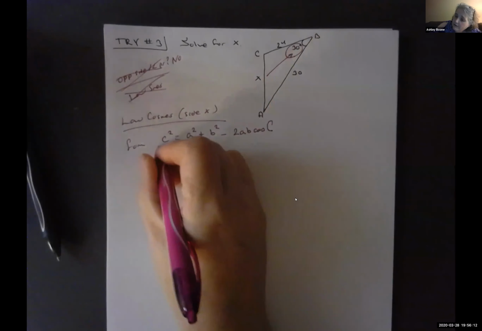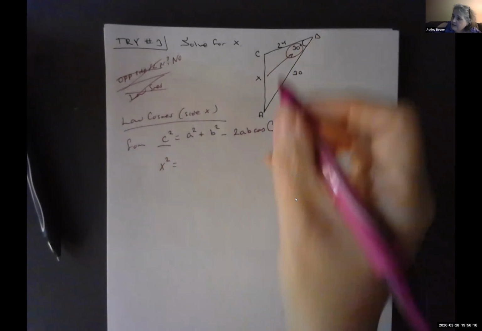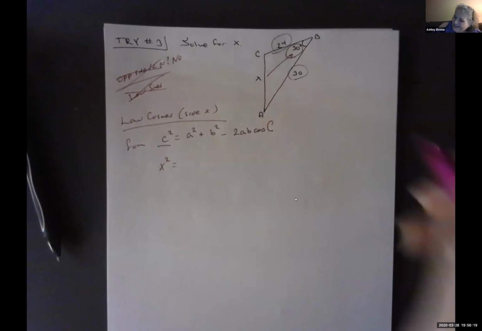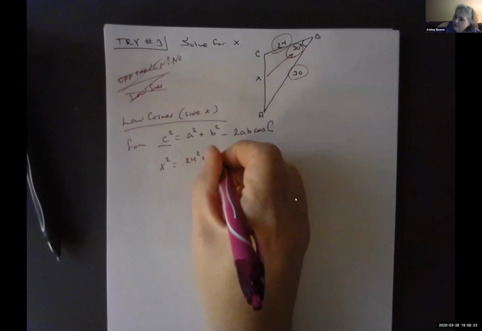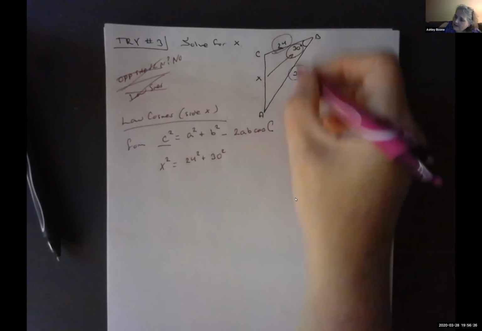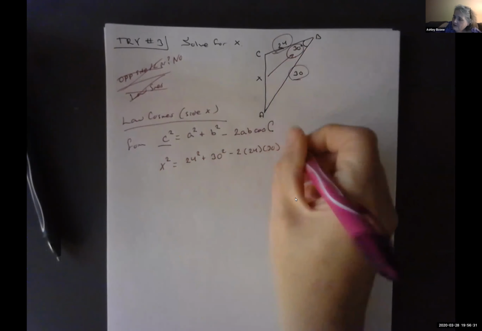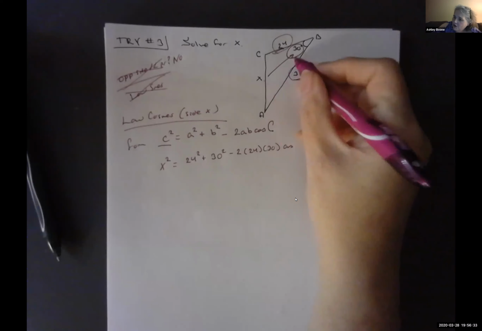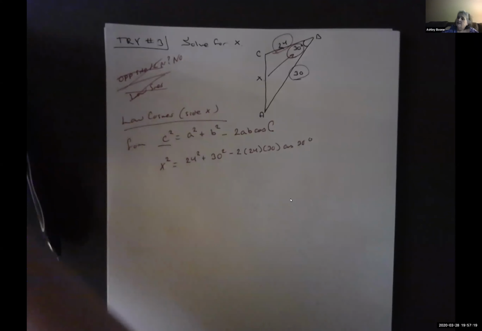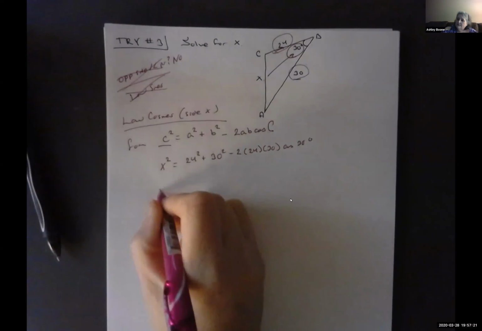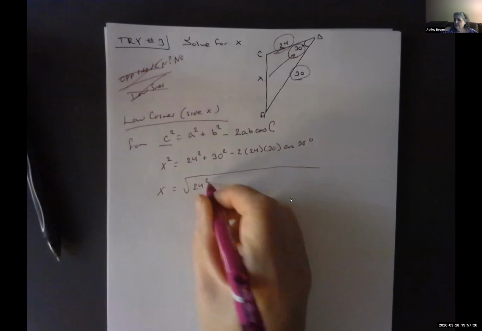So if we're solving for that side, I'm going to make that x squared. And my other sides are 24 and 30. So I'm going to square 24, add it to the square of 30, my two sides, minus 2 times the product of those two sides, times the cosine of the angle that's opposite x, which is 30 degrees. So this means that x, our missing side, is the square root of this big old sum and difference.